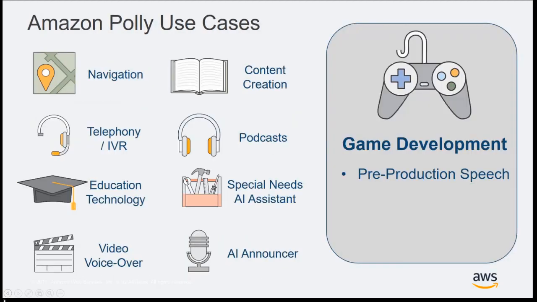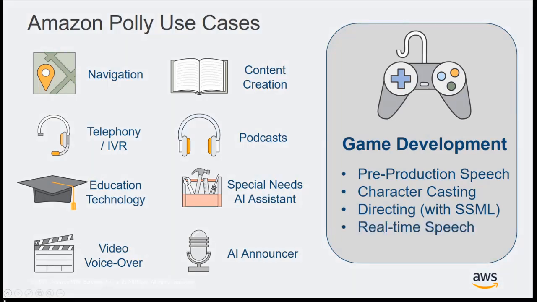But we're here today to talk about Amazon Polly within the context of game development. In particular, you can use it within the pre-production phase of creating games. As you cast your characters, you can select which voices are going to be used for those characters, and you can essentially direct using some of these SSML tags to modify the way that these voices sound. In real time, you can generate new phrases, new things that these characters are saying, and you can store and replay that audio and use it over and over again as you're producing your game.